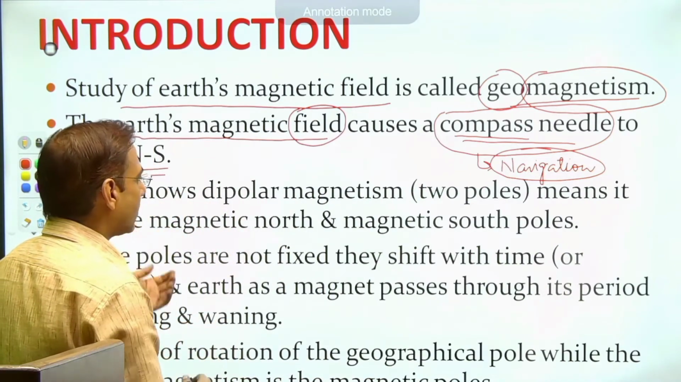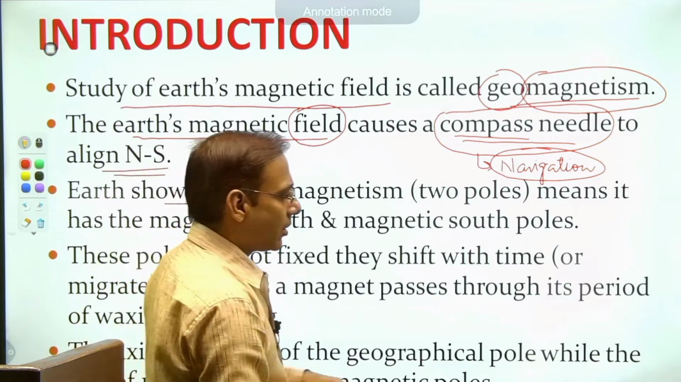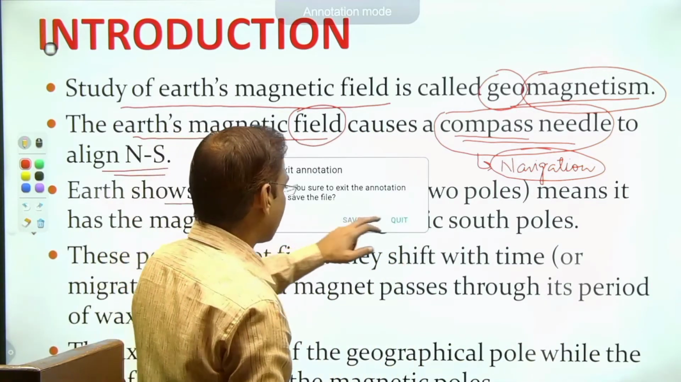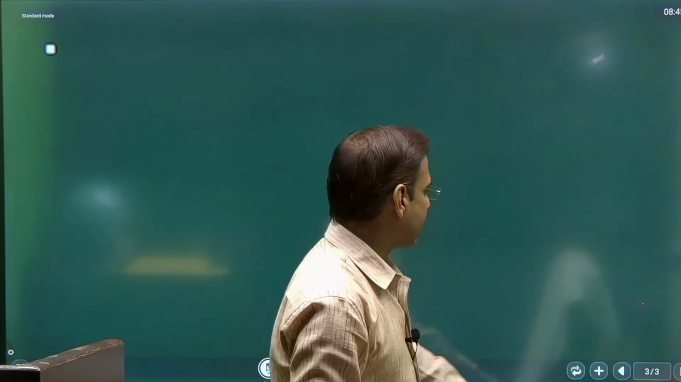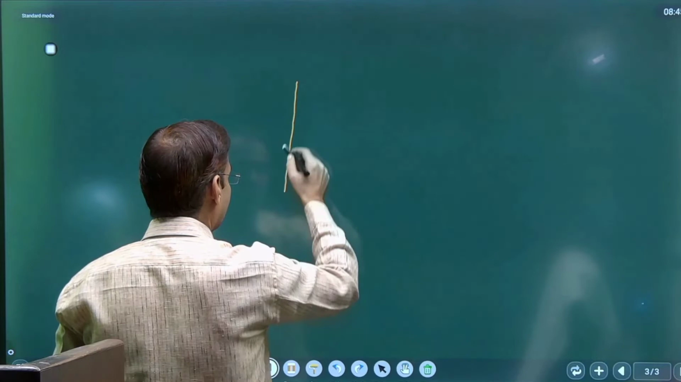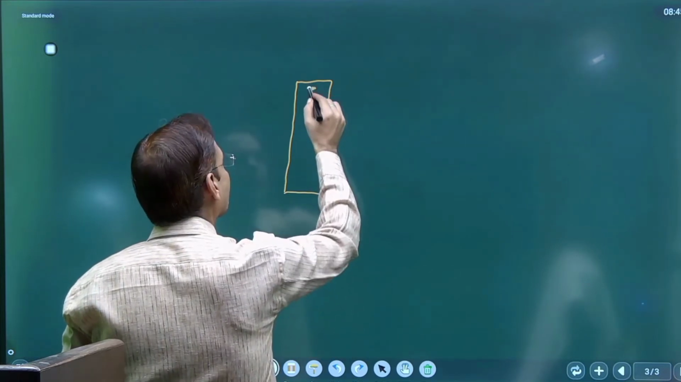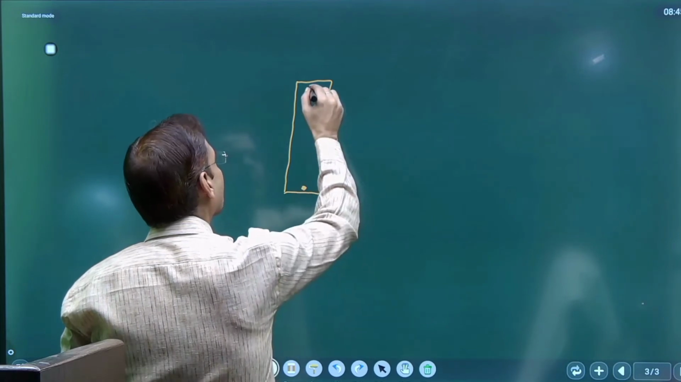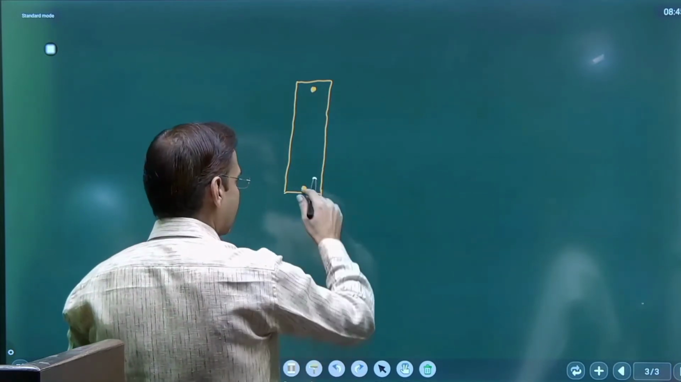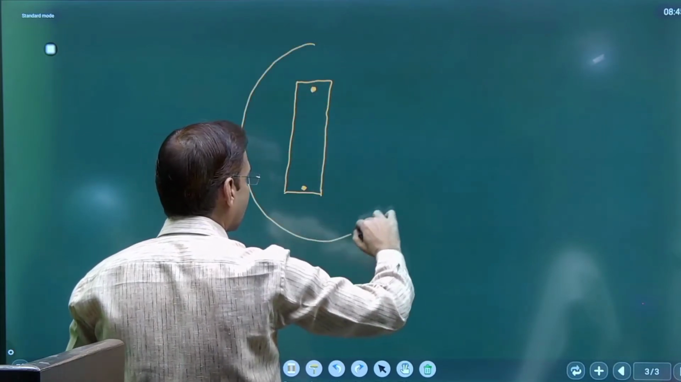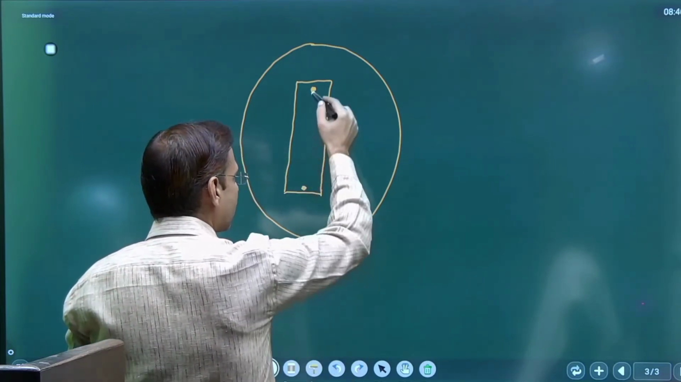Now when you look at the earth's properties as a magnet, the earth behaves like a dipolar magnet. What is a dipolar magnet? When you look at the bar magnet, the rod shaped magnet, then what you observe is that two poles arise. So this planet Earth behaves like a bar magnet or the rod shaped magnet. So the two poles arise.